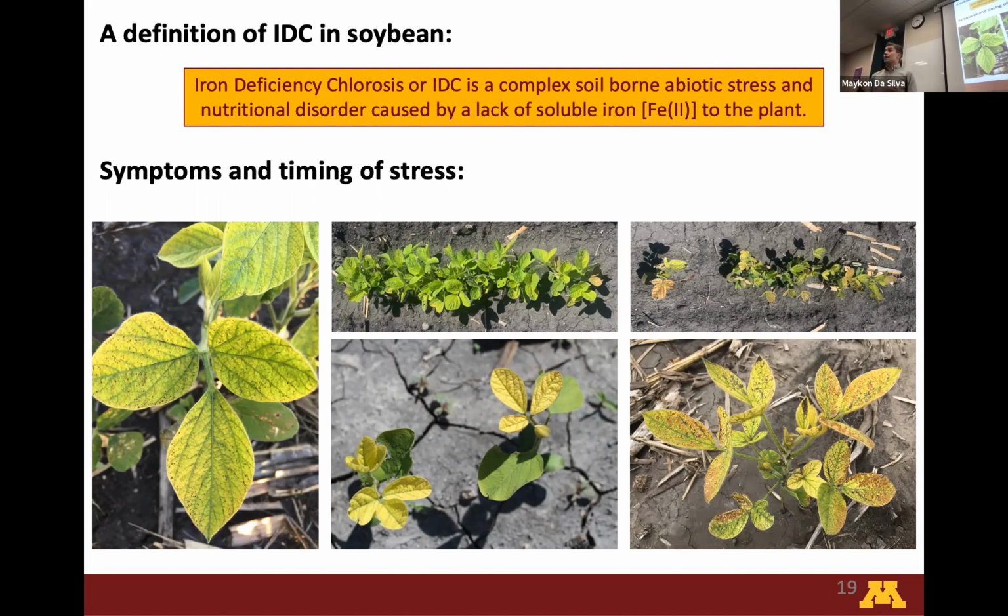IDC symptoms appear as early as the first trifoliate emerges, as shown in this other figure here, and they can last until maturity if IDC is severe, but they are most common from V2 to V4. In addition, if IDC is severe, symptoms can include necrosis, as shown in this other image here, which can even cause plant death.